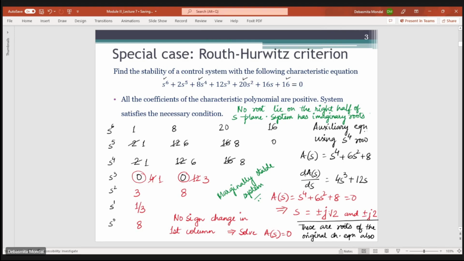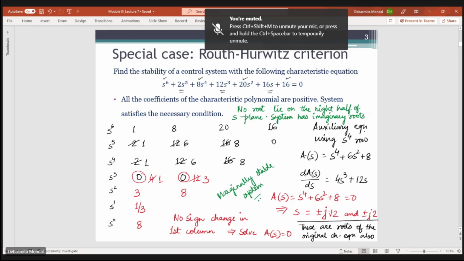And in the second row, the even terms will come: the second, fourth, and sixth term. There is no other term. So this will be 2, 12, and 16. Now you see that there is a common factor, so you can simplify by dividing this row by that common factor, so that the subsequent calculations become a little bit simpler. You divide it by 2, so you will get 1, 6, and 8, right?